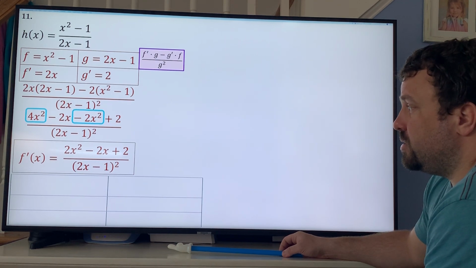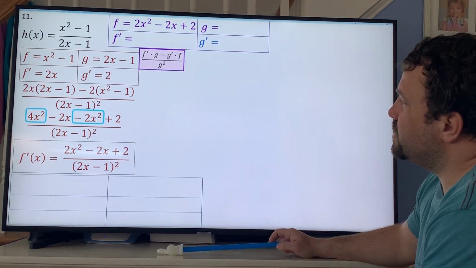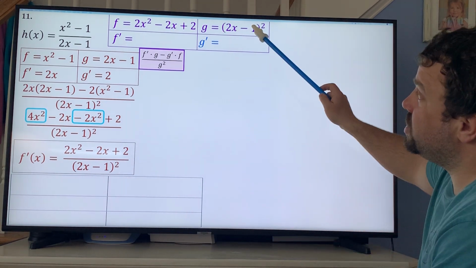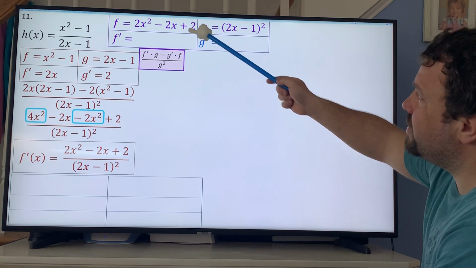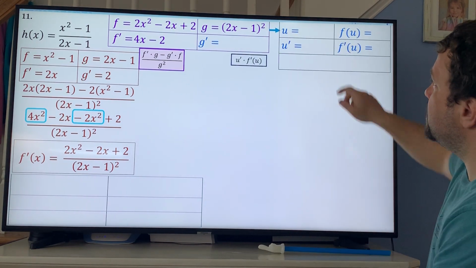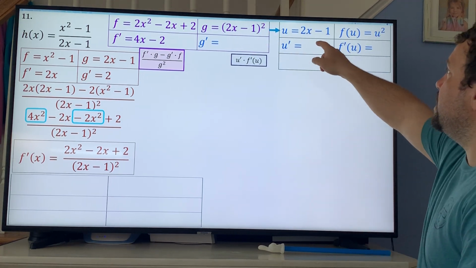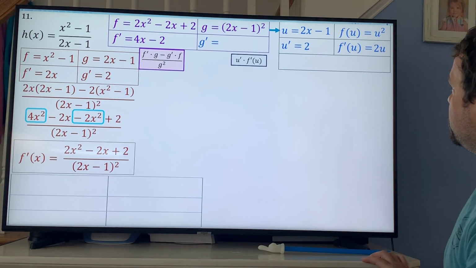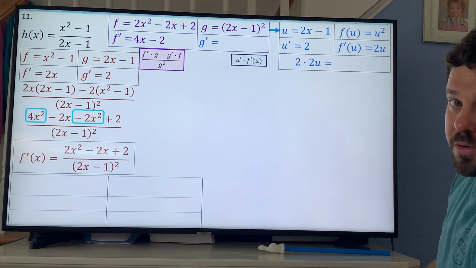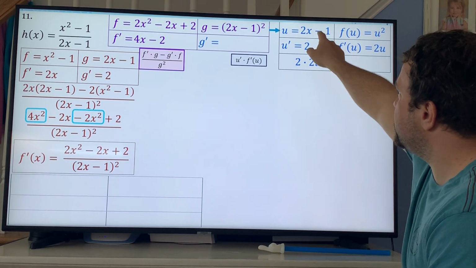This is actually not too bad. Derive that. F is your numerator, G is your denominator. So we're going to use the chain rule here, but the chain rules are not really that tough. 4x minus 2, chain rule this. U is the inside, 2x minus 1. F of u to the second power. Derivative is 2u. 2 times 2 is 4u, so it's 4 times 2x minus 1.